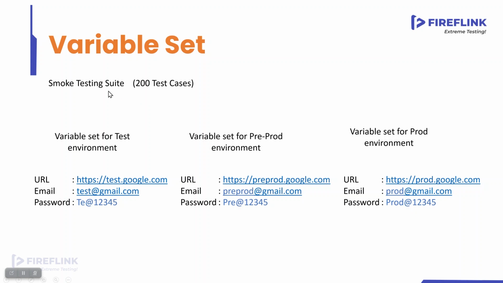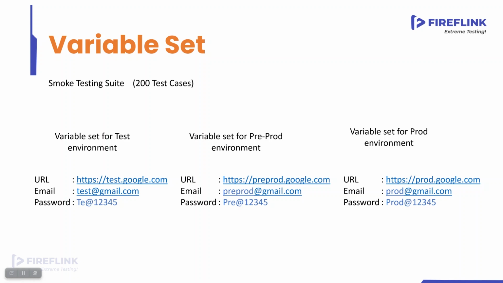So here, without changing the value of the variables, I am able to run the same suite in different environments by selecting the respective variable set. Say, for example, you have 4 different environments. How many variable sets do you have to create? You have to create 4 different sets. According to the environment you want to run, select the variable set and you can run that particular suite in that particular environment, right? So this is called the variable set concept.